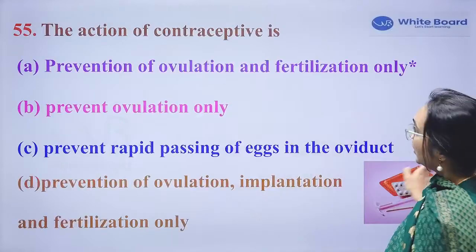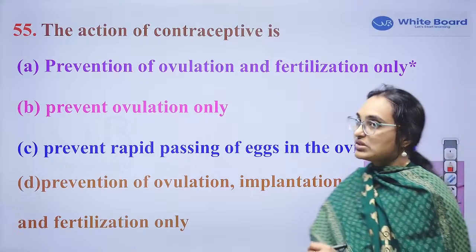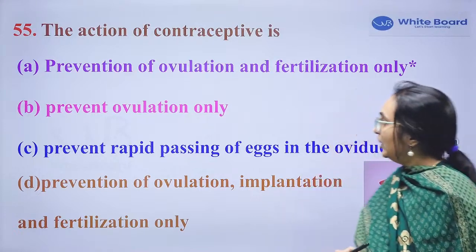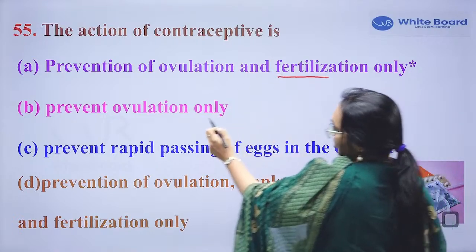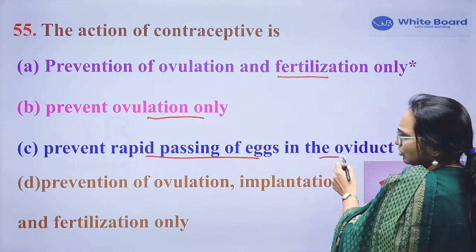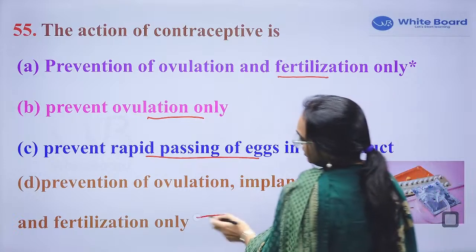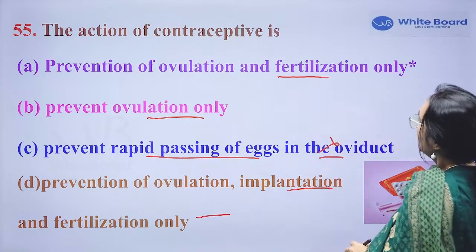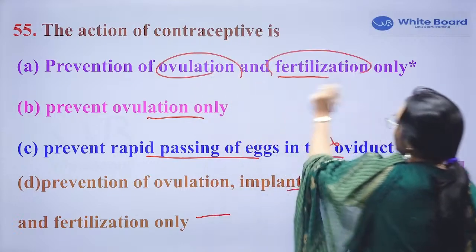Next question. The action of contraceptives. Contraceptives are the ones which prevent ovulation, fertilization, implantation. So prevention of ovulation and fertilization. Prevention of ovulation, implantation and fertilization. So here contraceptives will prevent the ovulation and fertilization.